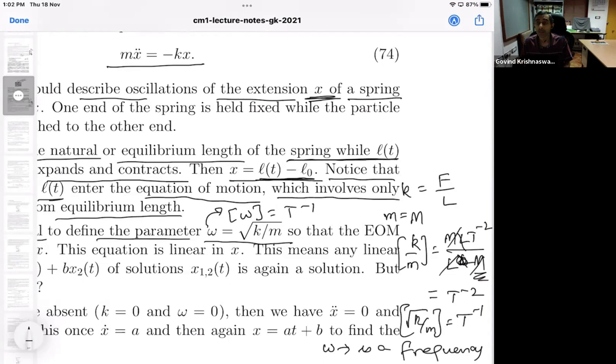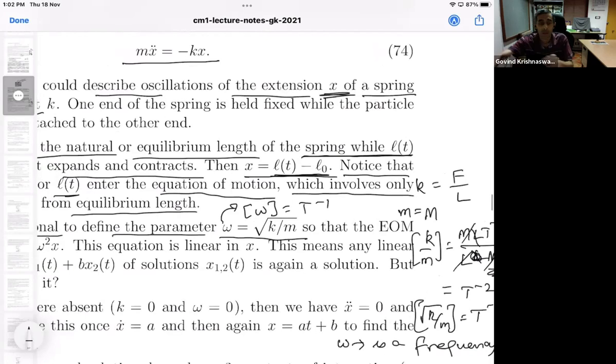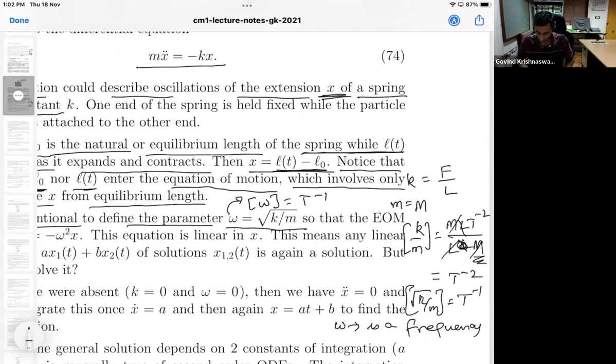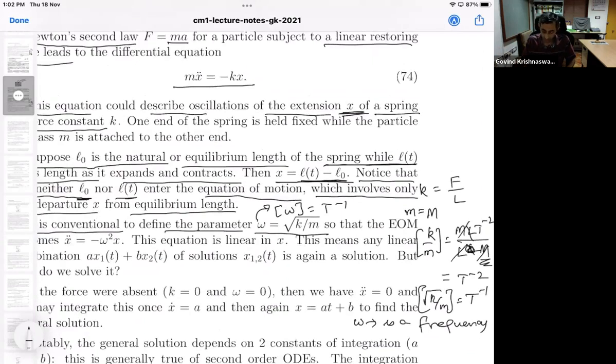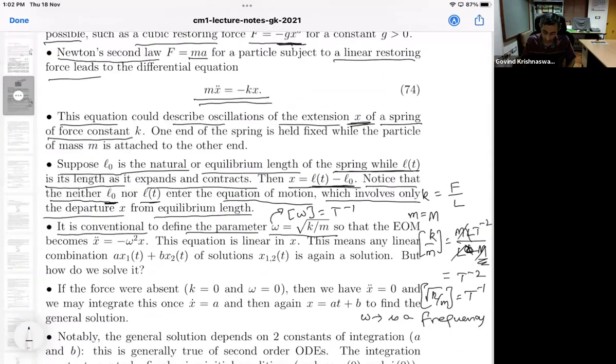Any questions so far? Okay. Now the equation of motion that began as m x double dot is equal to minus kx, we have now rewritten as x double dot is equal to minus k over m x, which is then minus omega squared x. Okay, because that's how we defined omega. So the equation of motion now becomes x double dot is equal to minus omega squared x.